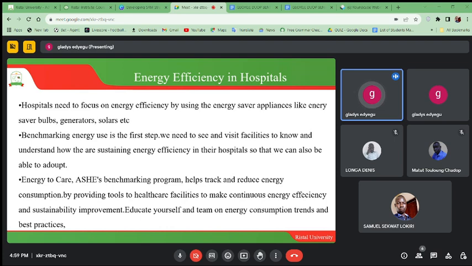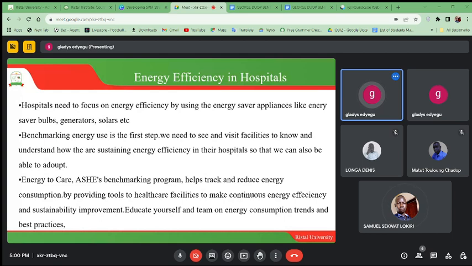You see the hospital that is doing well in this, and you ask them how they are going about it, and you can adapt and copy. So we use it basically to help us save the use of power in our facilities. So we need to visit those facilities to understand how they are sustaining energy efficiency in their hospitals so that we can also adapt. In that way, we are able to sustain the different health services that we are providing to our clients. The other point in this energy efficiency is the Energy to Care, and that is the ASHES benchmarking program.